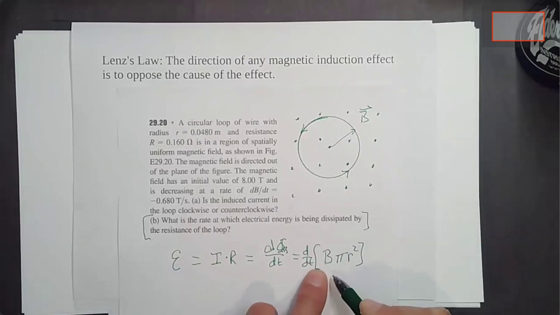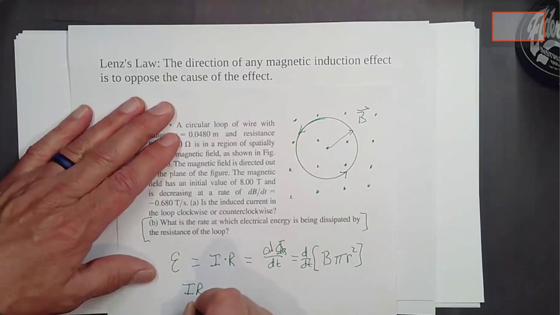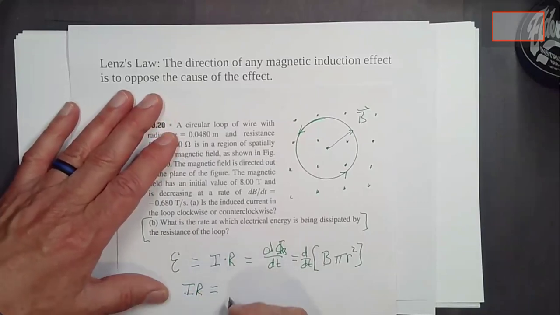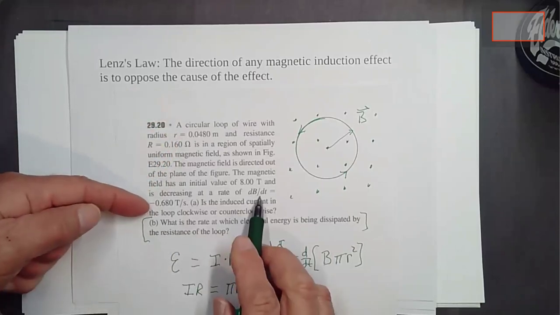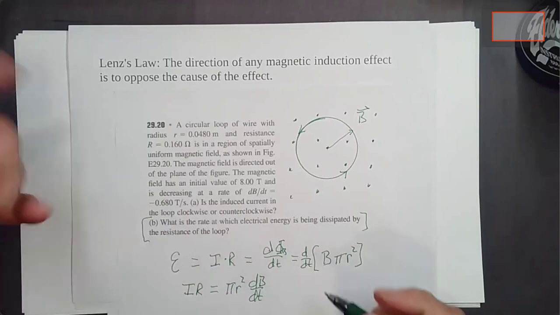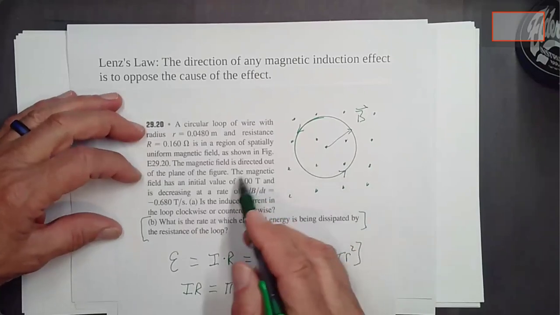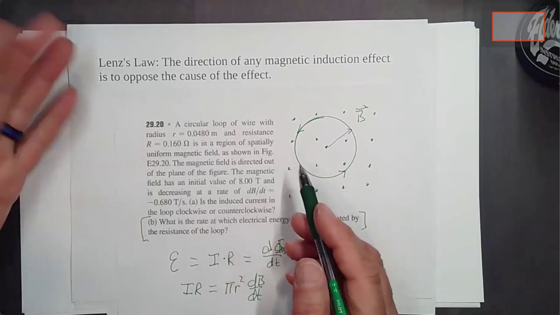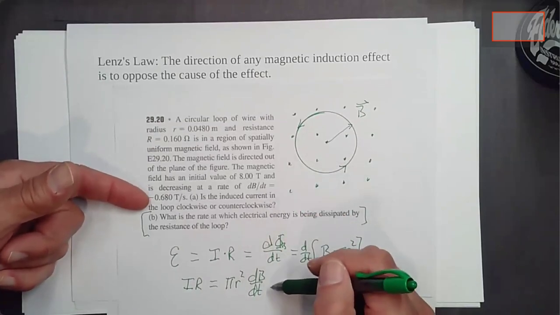Now, the only thing that's changing in time is B, and so the I times R that we're interested in here is just going to be pi r squared dB/dt, and they gave us dB/dt. It's minus 0.680 Tesla per second. And the fact that it's got an initial value of 8 Tesla doesn't matter. All that matters is the rate at which it's changing.